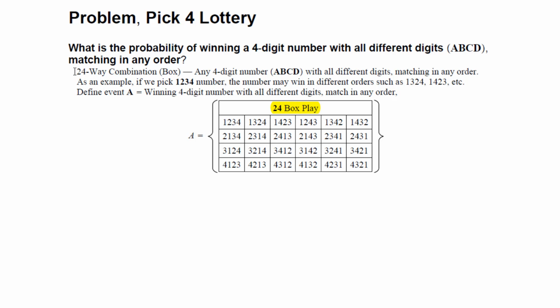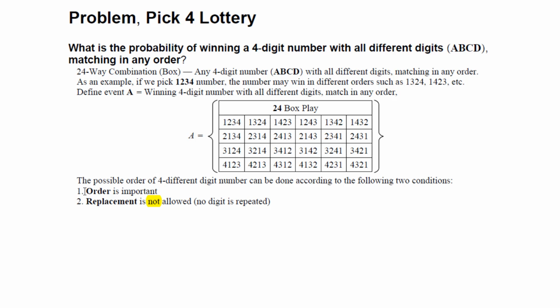This is what they call a 24 box play. So if we pick 1, 2, 3, 4, we can win it in 24 ways. But how do you know it is 24 ways? If we check this sequence here, we find that there is no repetition of the digits. That means permutation without replacement.